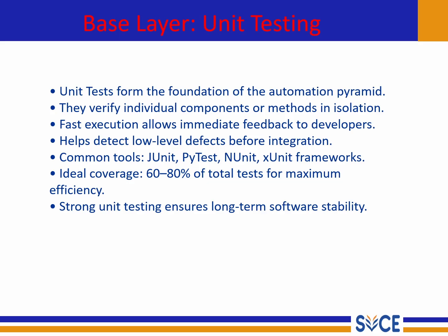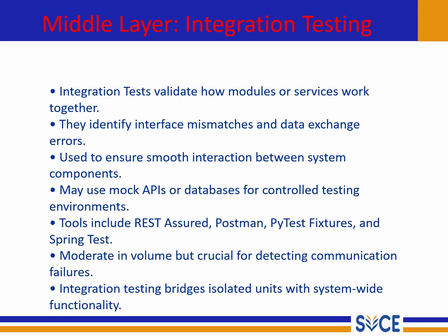In Agile automation strategy, the ideal coverage for unit tests is between 60% and 80% of the total test cases. This ensures maximum efficiency and quality assurance. So, strong unit tests improve long-term software stability and reduce the chance of major defects in later testing stages. In the next slide, we'll see the middle layer, that is integration testing.